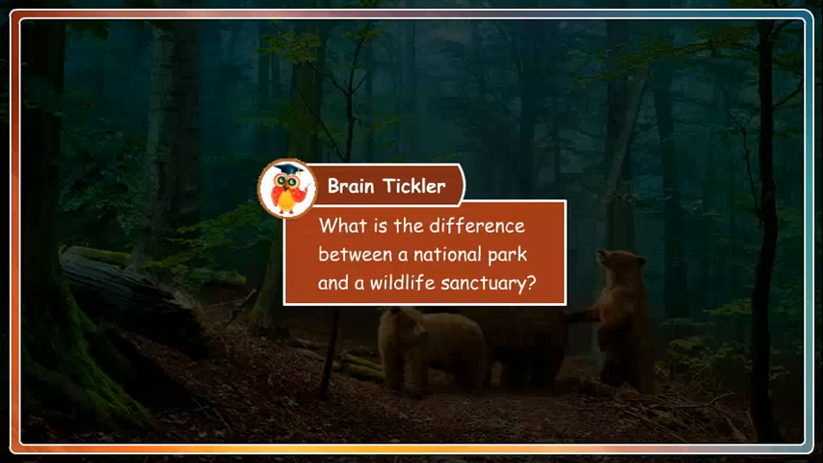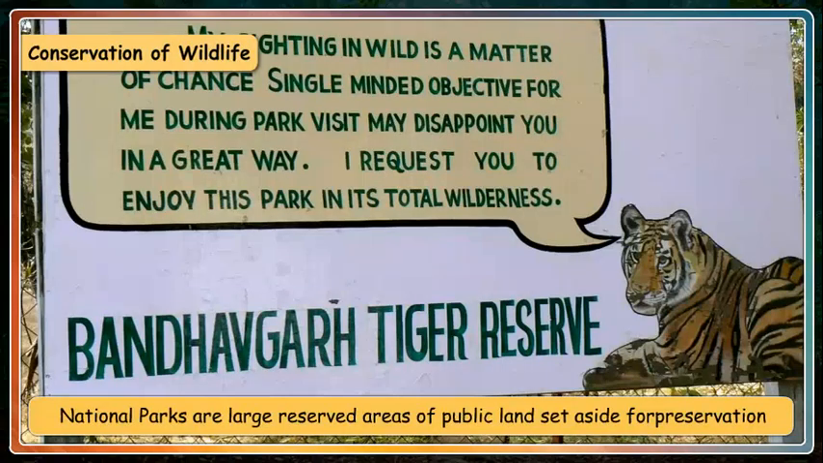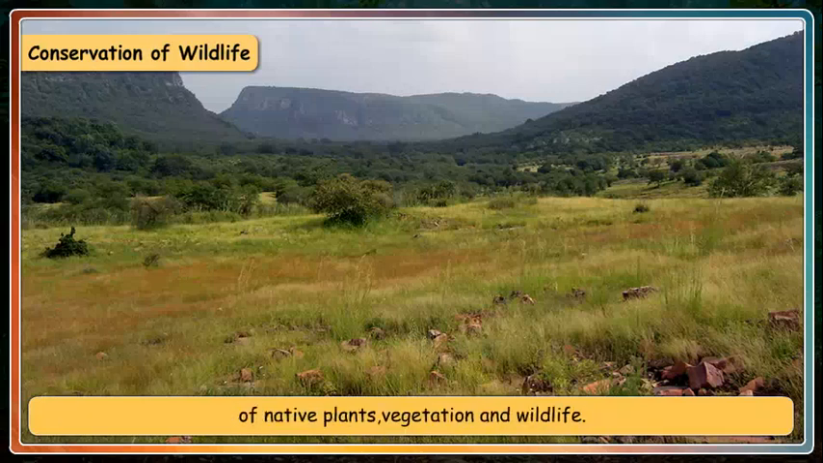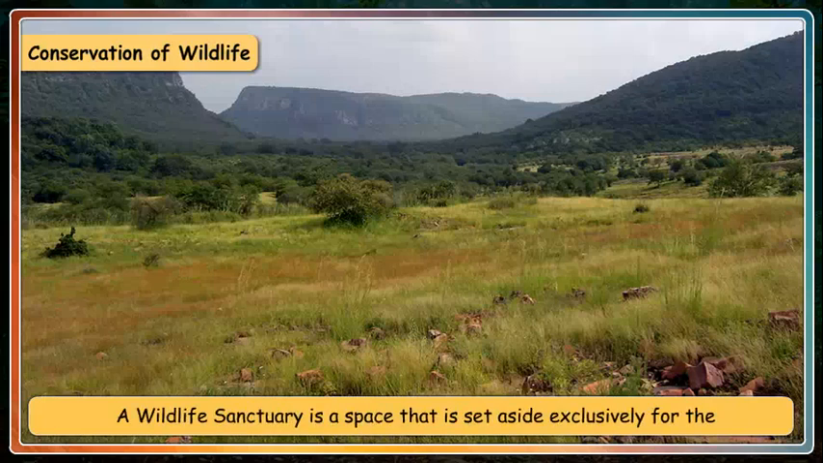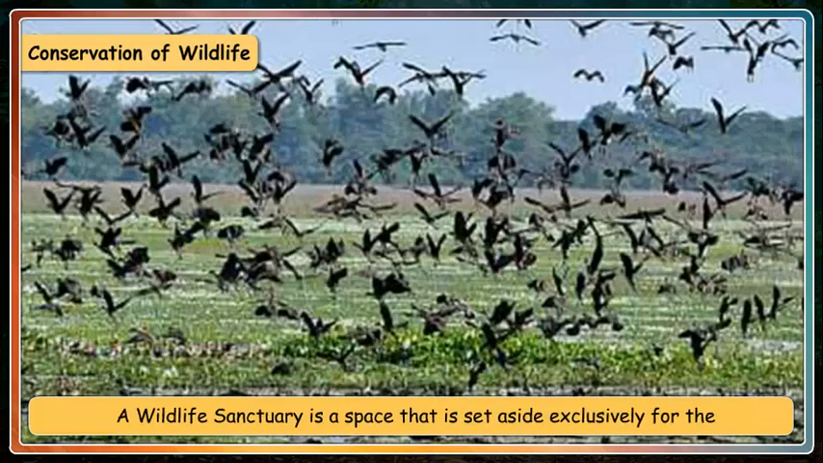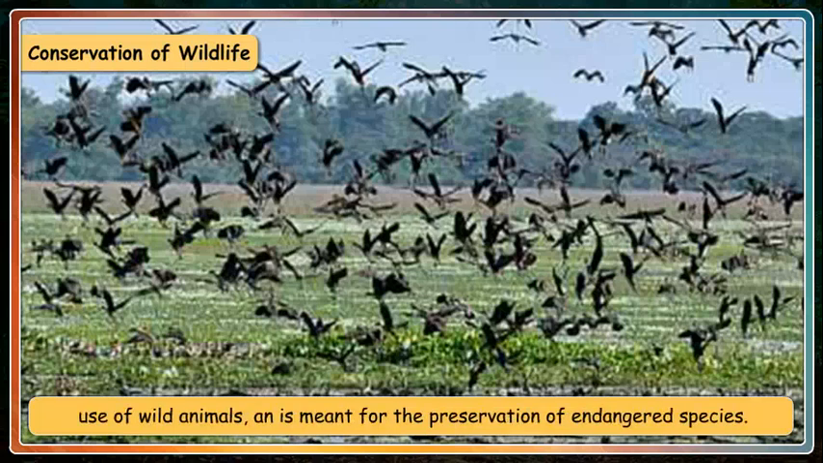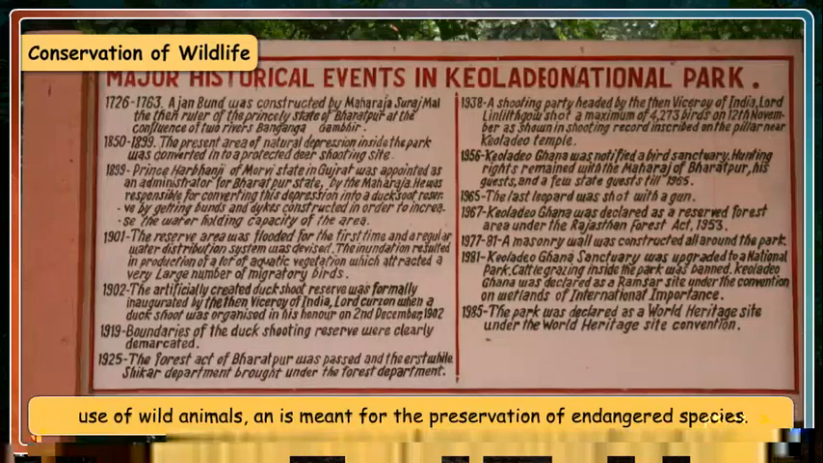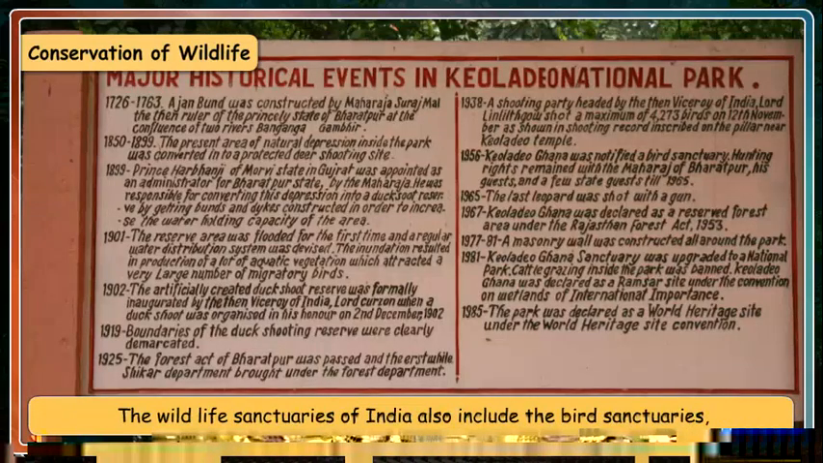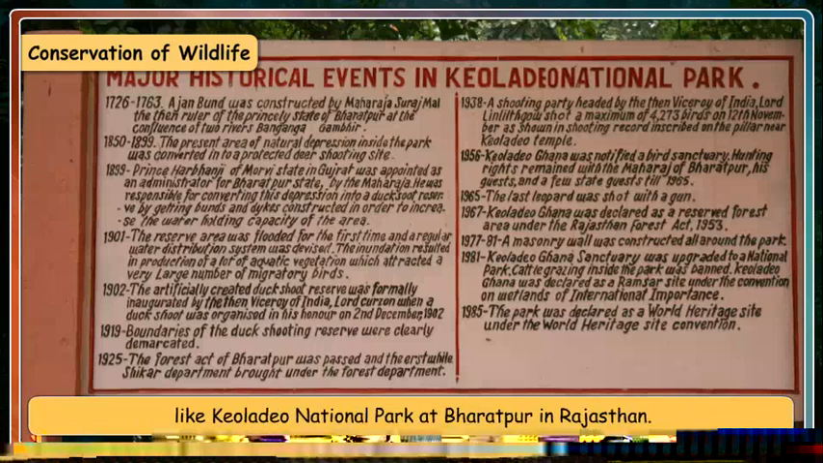Brain tickler. What is the difference between a national park and a wildlife sanctuary? National parks are large reserved areas of public land set aside for preservation of native plants, vegetation, and wildlife. A wildlife sanctuary is a space that is set aside exclusively for the use of wild animals and is meant for the preservation of endangered species. The wildlife sanctuaries of India also include the bird sanctuaries like Keoladeo National Park of Bharatpur in Rajasthan.